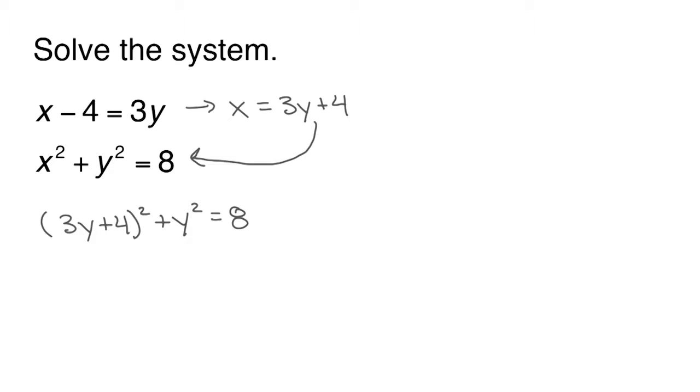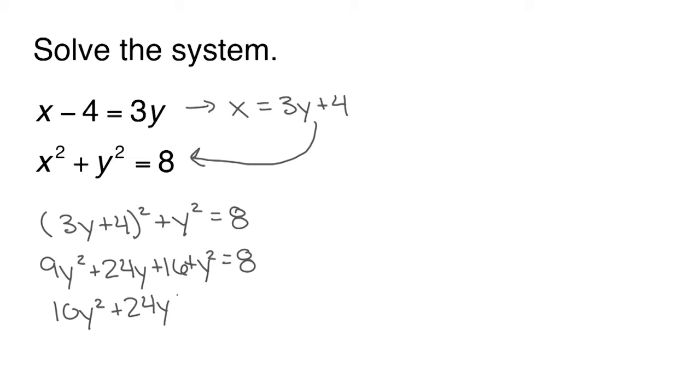Squaring 3y + 4 on the left side, we get 9y² + 24y + 16 + y² = 8. Combining like terms, we get 10y² + 24y + 16 = 8. And we'll then subtract 8 from both sides to get 10y² + 24y + 8 = 0.